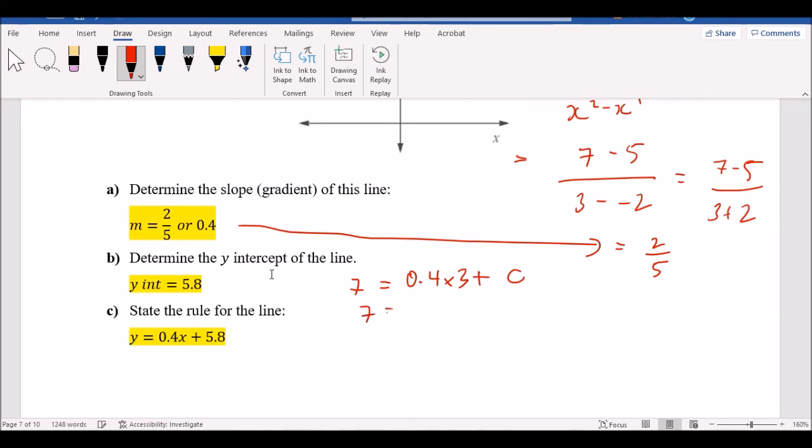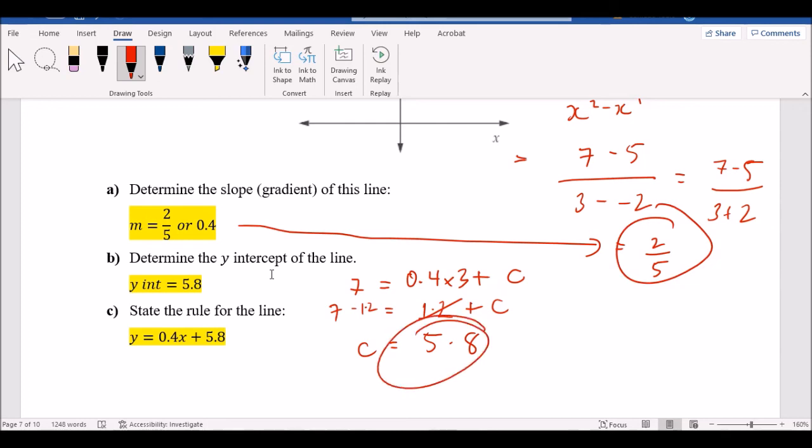So you have 7 equals 0.4 times 3 is 1.2 plus c. This is a plus 1.2, so if I move it here, it becomes minus 1.2. Therefore, c is equal to 5.8. All right, and then that's it. That's my gradient. There's my y-intercept. Put it together in my formula. And there's your answer, okay? So there's that guy, and there's this guy. I hope that's making sense.